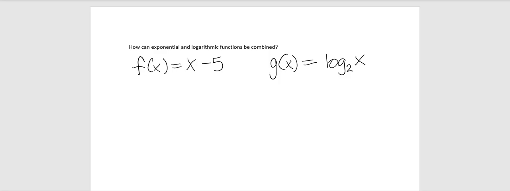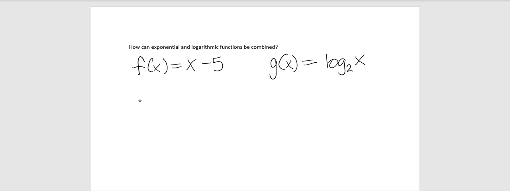Hi, in this video, we're going to look at function composition. So given we have two functions, f of x and g of x, we can combine functions with operations. What would that look like?